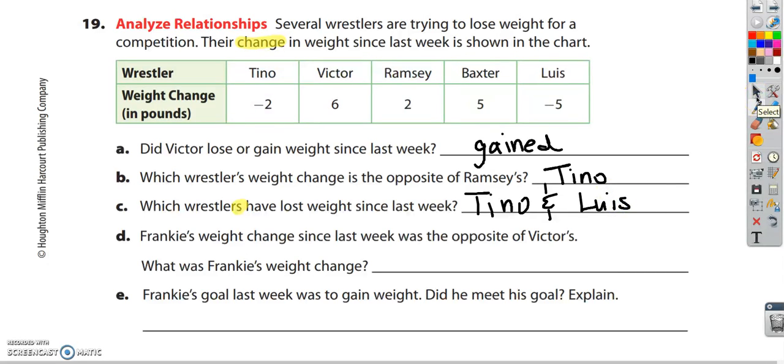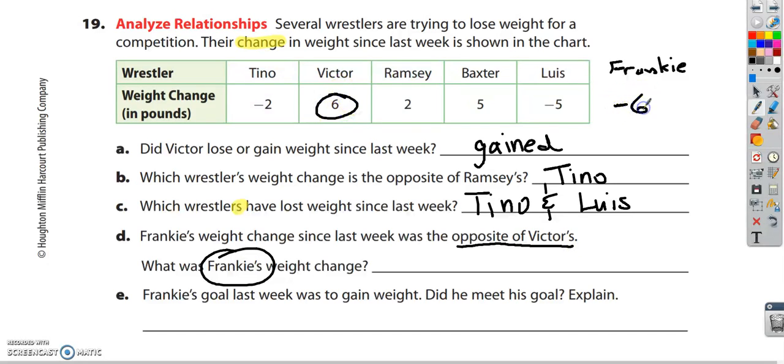Question D. Frankie's weight change since last week was the opposite of Victor's. What was Frankie's weight change? What a lot of kids do is they look for this name Frankie on the table, and you don't see it. If you look, none of those kids are named Frankie. So we can assume Frankie's over here. But they gave you a clue, and that's what you have to recognize, is that the first line says Frankie's weight change was the opposite of Victor's. So what was Victor's? Victor's was 6, so what's Frankie's? Frankie's is going to be -6. That's the answer to D, -6.